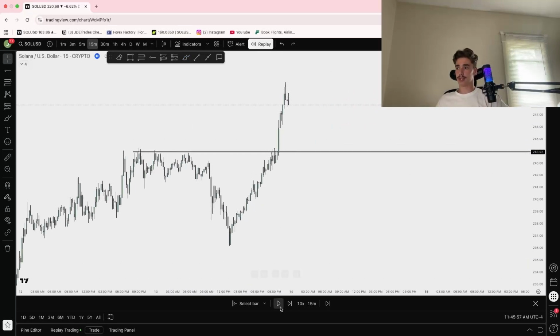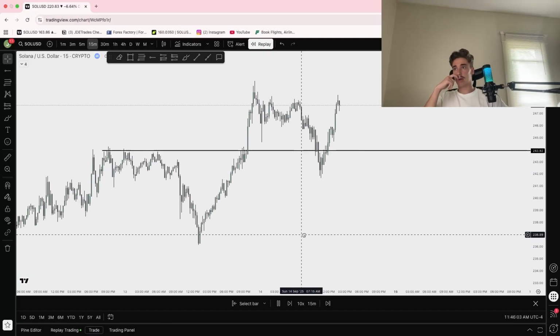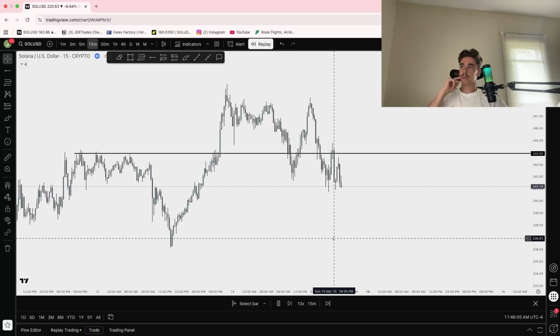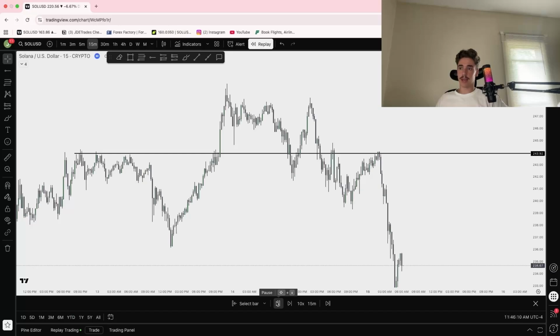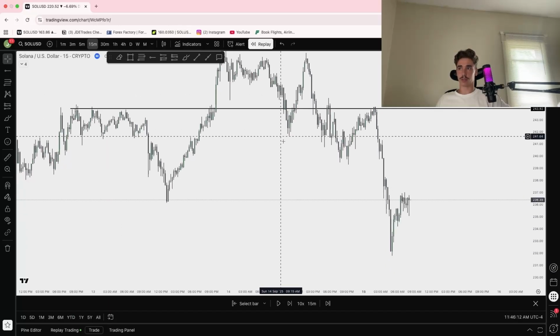Price pushes above it, fills all these orders, and then from there you can see we ended up making our move down. It took a while. We had some consolidation, but from there we never revisited this swing high, and we ended up getting enough gas in the tank to move price lower.